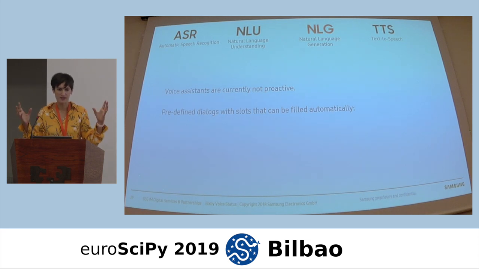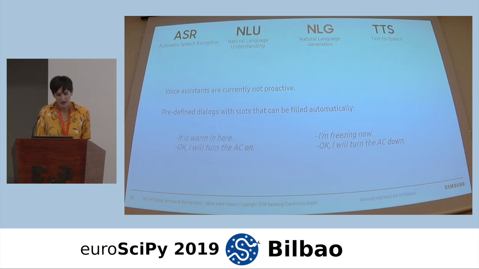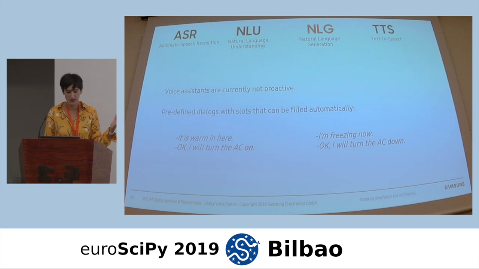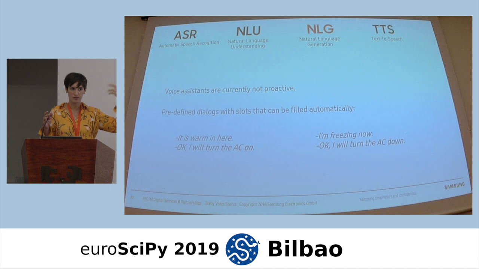And we have sentences where we have different slots where we change the information to fit every situation. For example, if I say something like, it's warm in here, and the intention is mapped to, okay, the user wants to switch the air conditioning on, Bixby will say something like, okay, I will turn the AC on. While if I say, I'm freezing now, we will use exactly the same pattern of the sentence and change the slot that was assigned for it. So it would be, okay, I will turn the air conditioning down. This is much, much easier than actually building the whole grammar of the sentences and allowing the system to say anything.